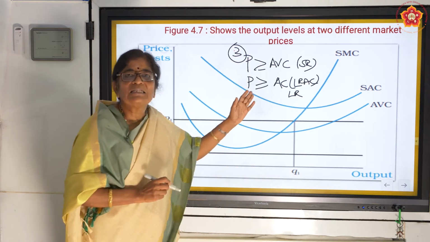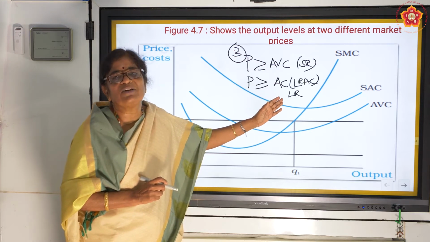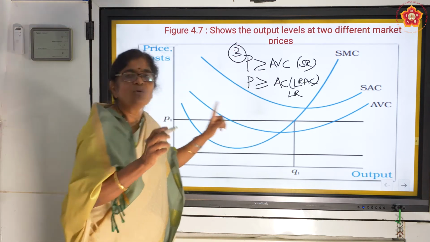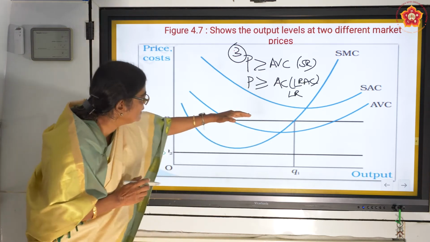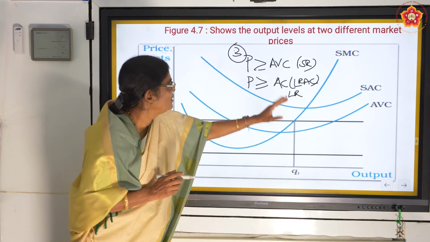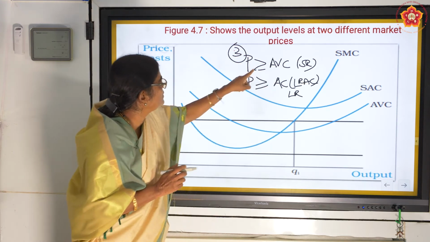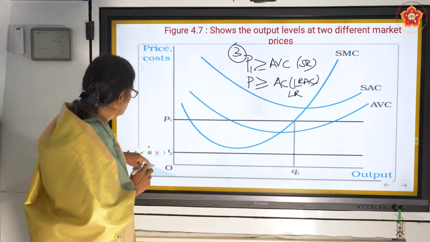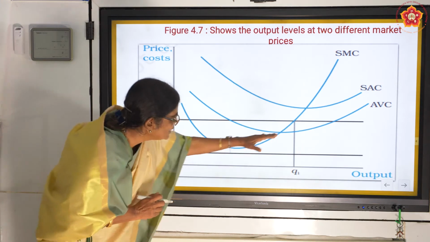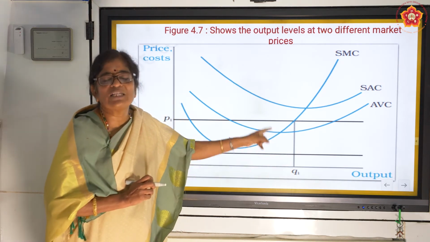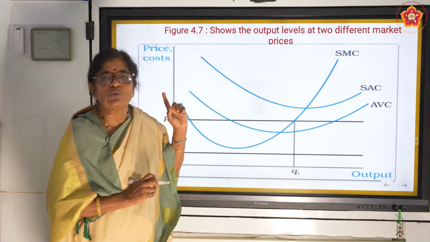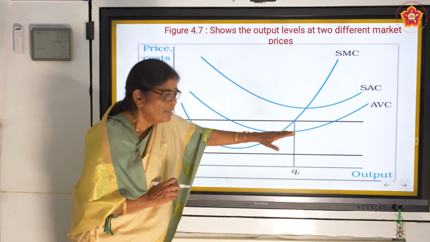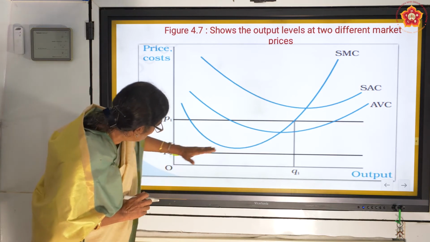Now we are studying the third condition for the profit maximizing level of output. The first two conditions we finished. That is what I am asking you to notice: P1 is greater and AVC is lesser. Therefore, P1 is greater than AVC. But P2, what can you say about P2? P2 is lower than AVC. Therefore, two situations we are going to study, case 1 and case 2. Case 1 is P1 greater than AVC. Case 2 is P2 lesser than AVC.